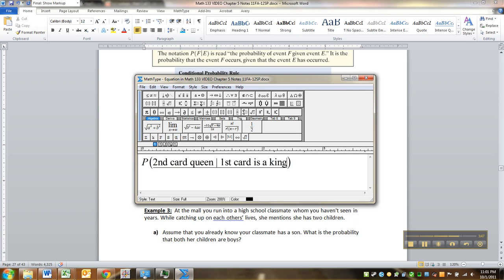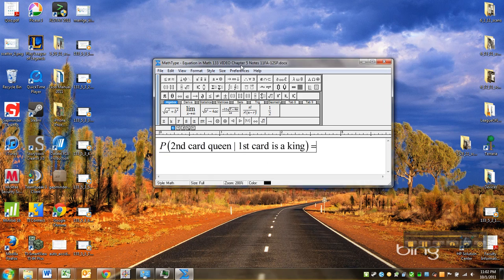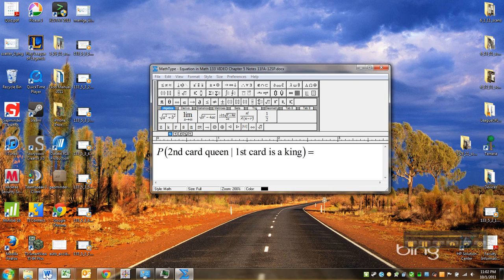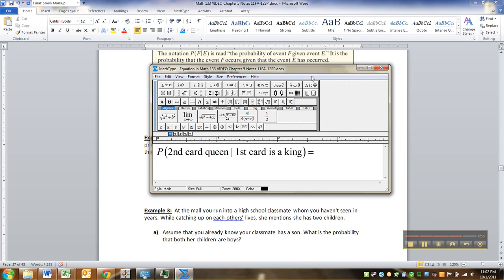Okay, so in your first card, you've taken a card out of the deck, right? So originally there were 52 cards in the deck, but you got that first card. But you got that first card to be a king, right? So now how many cards are left in the deck? If your first card's already a king and you've got that in your hand, there are only 51 cards left.